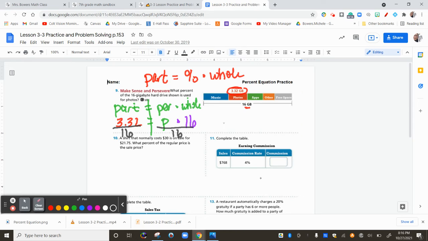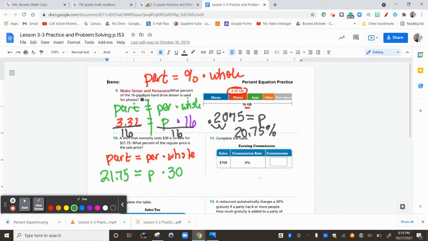So when I divide that, I get 0.2075, and that equals P. So that's the percent as a decimal. If I want to give the percent as a percent, then I need to move the decimal 2 places to the right, and I get 20.75%. Okay, there we go. There's the first one.